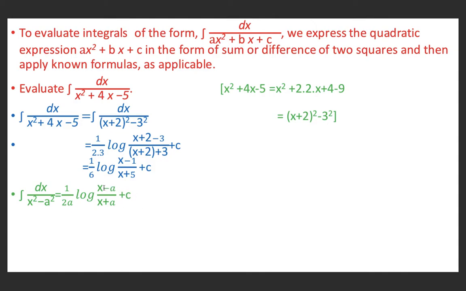So in place of x, we have x plus 2 here. In place of a, we have 3 here. So use this formula and replace x by x plus 2 and a by 3. So it will be 1 upon 2a, a is 3, log of x plus 2 minus 3 upon x plus 2 plus 3. We have replaced x by x plus 2 and a by 3, plus c. C is the constant of integration. So it is 1 upon 6 log of x minus 1 upon x plus 5 plus c.